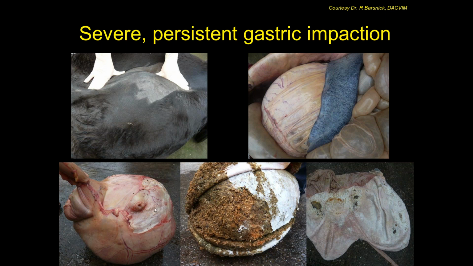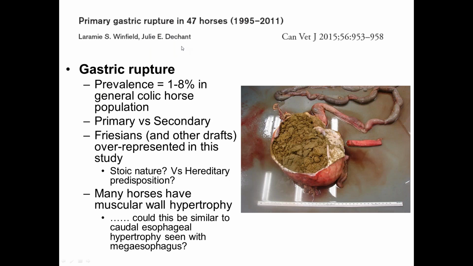And so, again, if that horse is just standing there, but that heart rate is slightly elevated, for me, that warrants in-depth investigation. So there was a study that looked at primary gastric rupture of 47 horses. The prevalence in their population was around 1 to 8% based on a culmination of different studies. Friesians and other drafts. So I'm not going to label them with the scarlet letter essentially, but Friesians and other drafts were overrepresented.